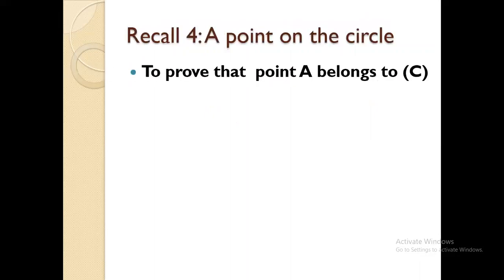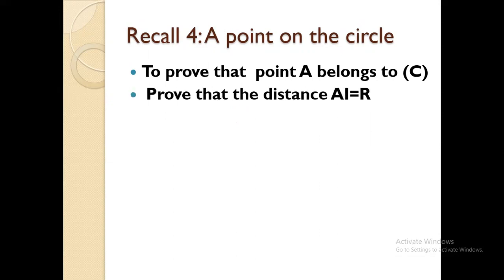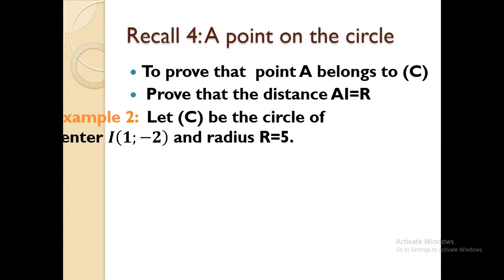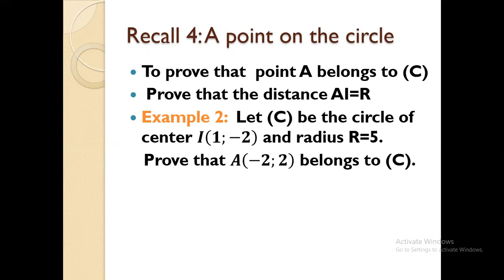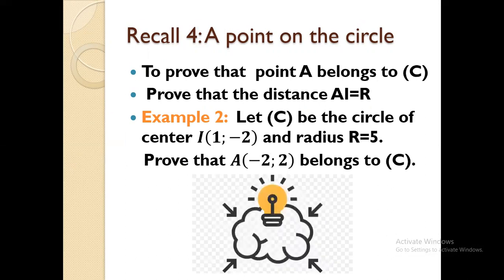To prove that a point A belongs to a circle C, you have to prove that the distance from the center to this point A is nothing but the radius R. Example 2: let C be a given circle with center I (1, -2) and radius 5. Prove that A belongs to C.